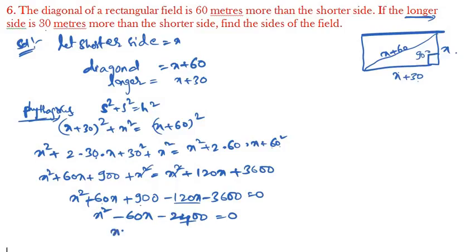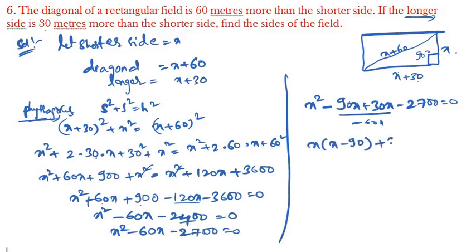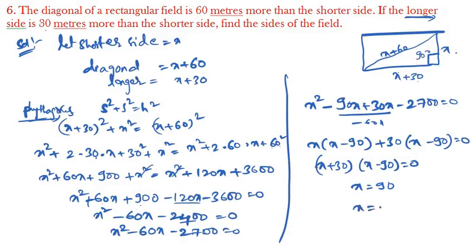So we have to factorize these things. x squared minus 60x minus 2700 is equal to 0. So we have to factorize this one. x squared minus 90x plus 30x minus 2700 is equal to 0 here. From this, x will be common: x into x minus 90, plus 30 into x minus 90 is equal to 0. So x plus 30 into x minus 90 is equal to 0. So x is equal to 90, and x is equal to minus 30.